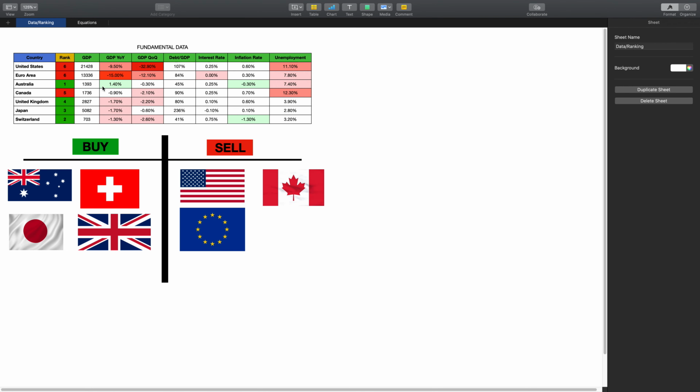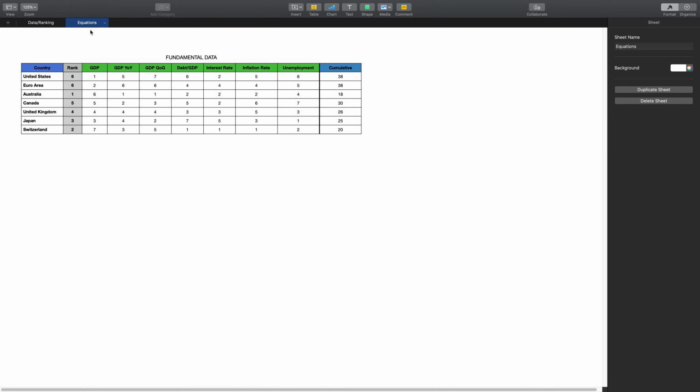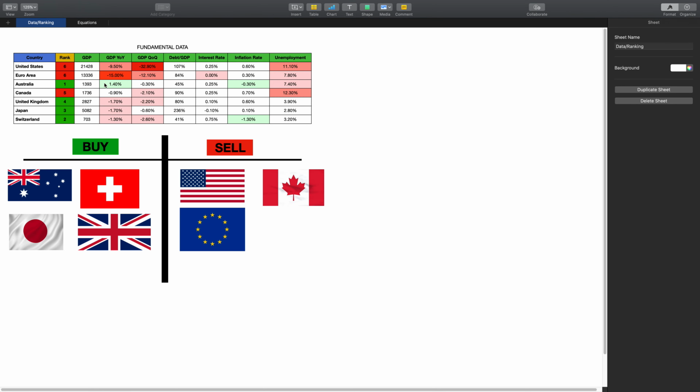But essentially all you do is you just find out what's the best and what's the worst. So for GDP, United States is number one. They have the biggest GDP. So what did I do here? I put number one. Then it's Euro, Japan, UK, Canada, Australia, and Switzerland. So you rank them like that. So far, just looking at GDP, United States is number one. United States is the strongest. But then as you go on, it's really not. So GDP year over year, you do that. Same idea.